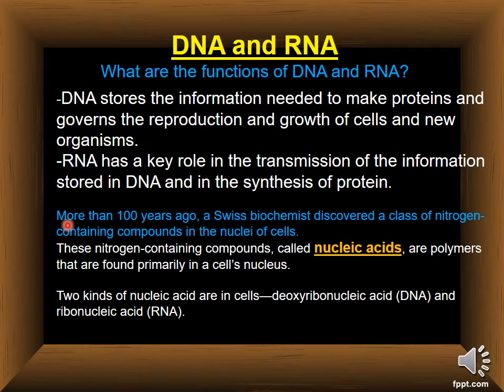So from where do we get the DNA and RNA? More than 100 years ago, Swiss biochemists discovered a class of nitrogen-containing compound in the nuclei of the cell. These nitrogen-containing compounds are called nucleic acids. So what are nucleic acids? They are polymers found primarily in the cell nucleus. There are two kinds of nucleic acid in the cell. Number one, deoxyribonucleic acid, commonly called DNA, and ribonucleic acid, commonly called RNA.